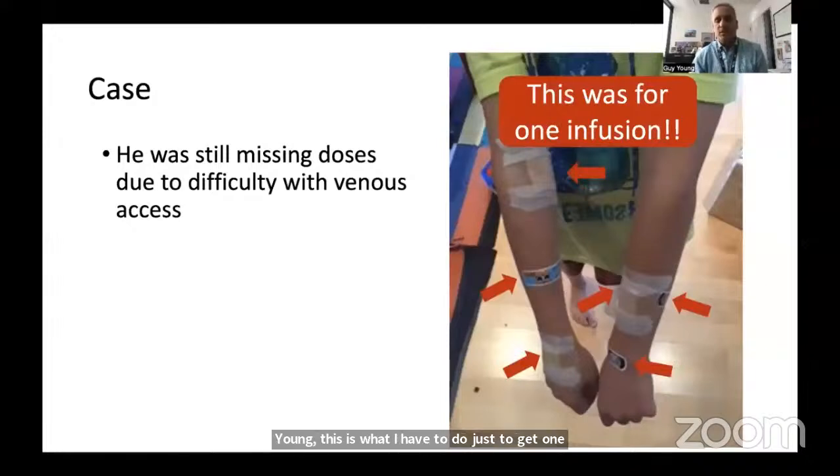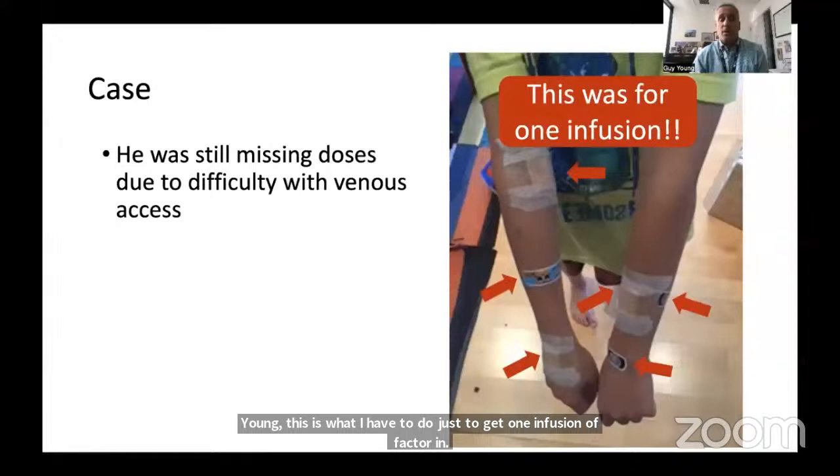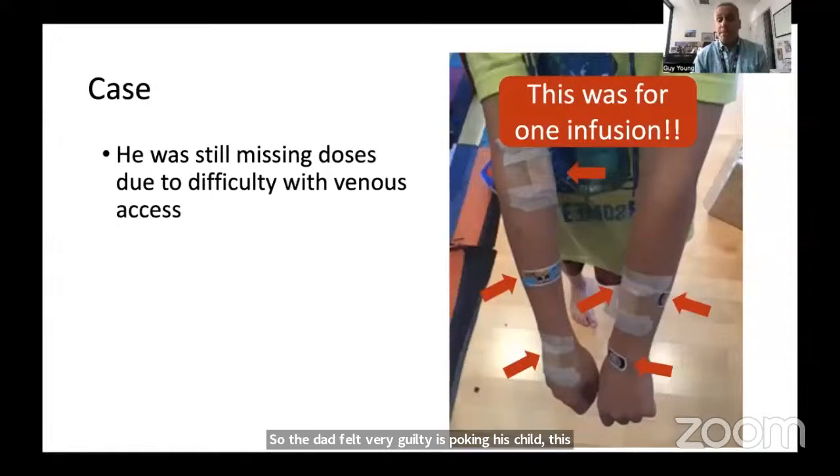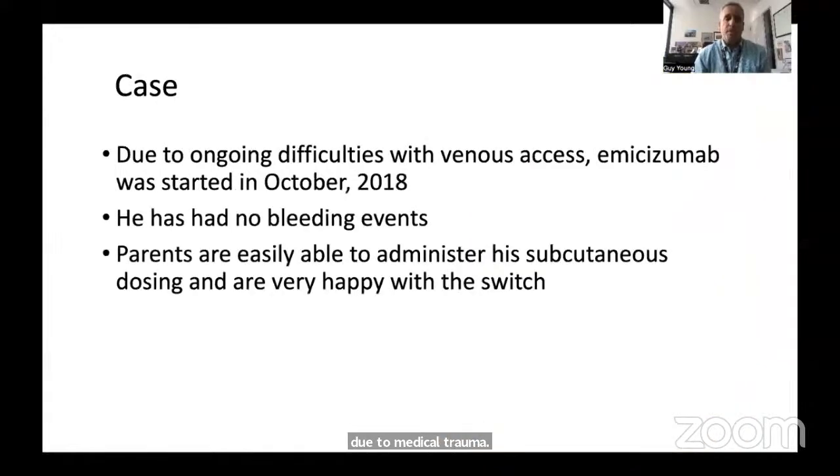So the dad felt very guilty. He's poking his child. This child started having what we call psychological issues due to medical trauma. He became very kind of withdrawn when he needed medical procedures. So it really became a major issue.